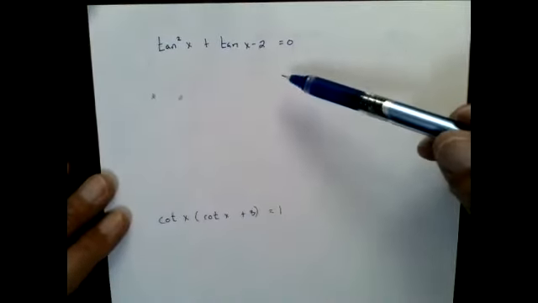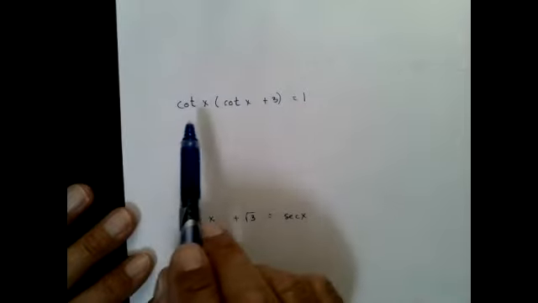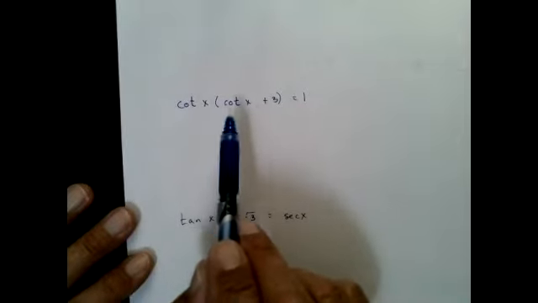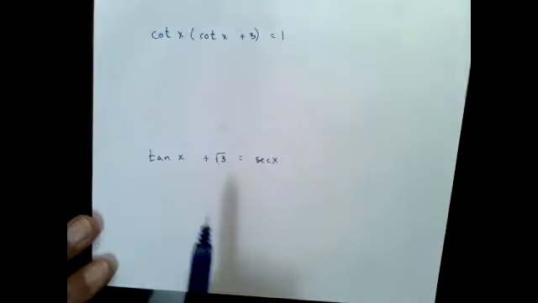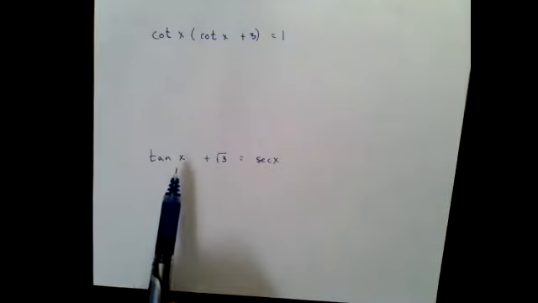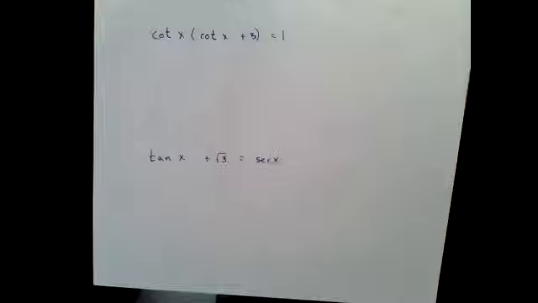Okay, first one, tangent squared x plus tangent of x minus 2 equals 0. Boom. Second one, cotangent x times cotangent x plus 3 equals 1. Boom. The third one, tangent of x plus square root of 3 equals secant x.